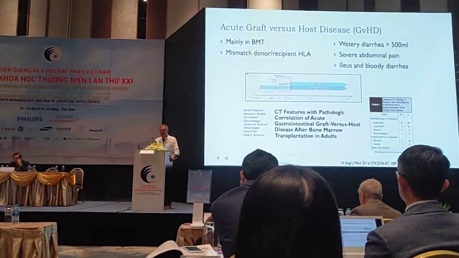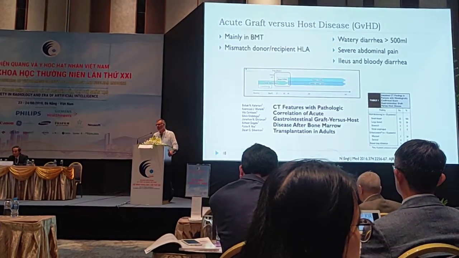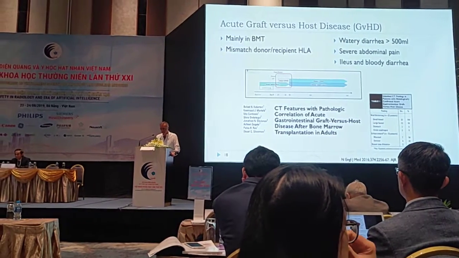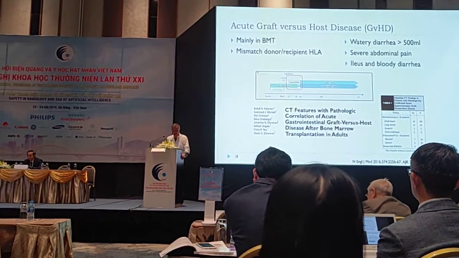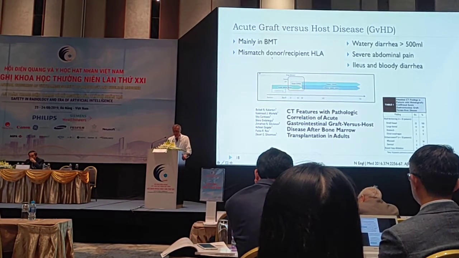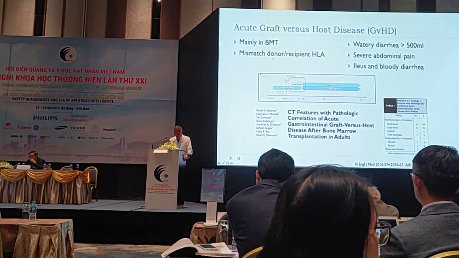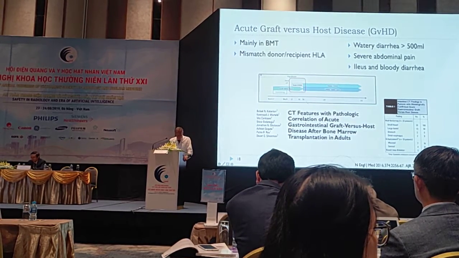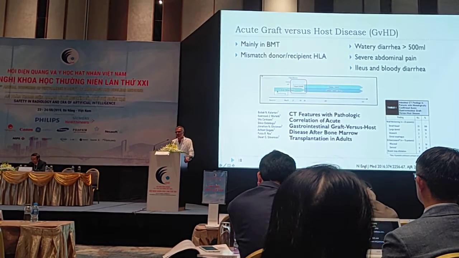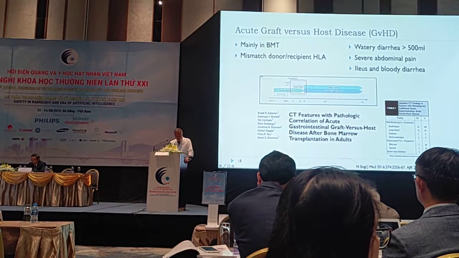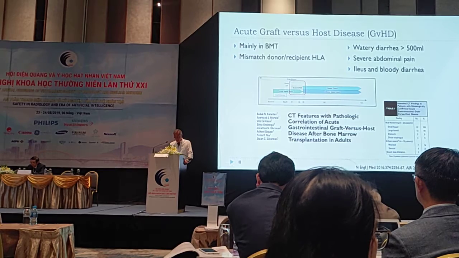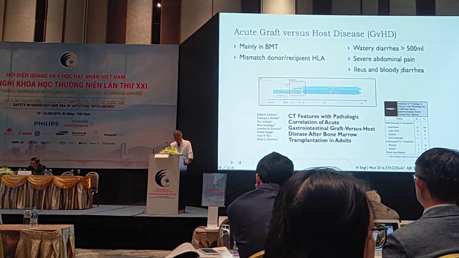The third entity occurs only in patients having received bone marrow transplantation. This manifestation is acute graft-versus-host disease. It is due to a mismatch between donor and recipient HLA. And you see that there is a window for this: approximately 3 to 4 weeks after bone marrow transplantation, and it is called acute GVHD. The manifestations are watery diarrhea, severe abdominal pain, and bilious and bloody diarrhea.